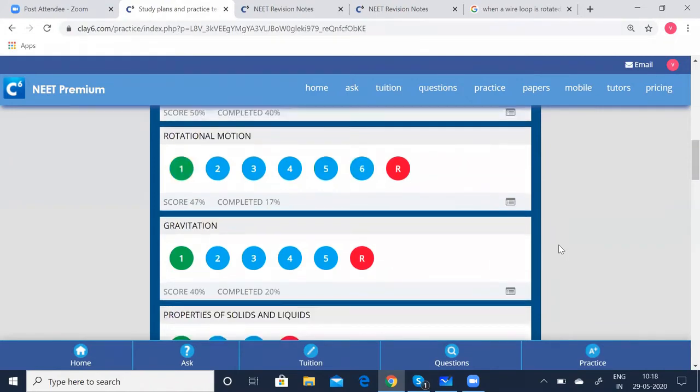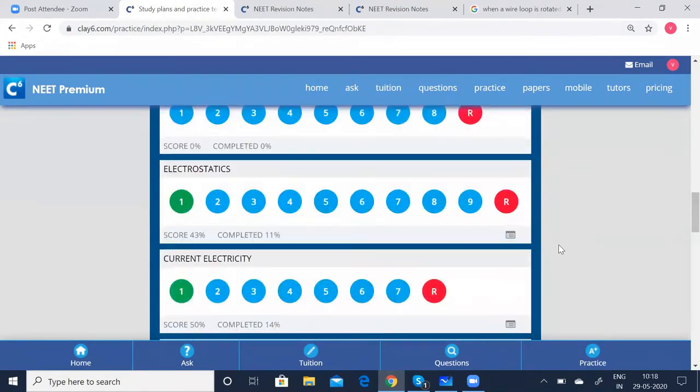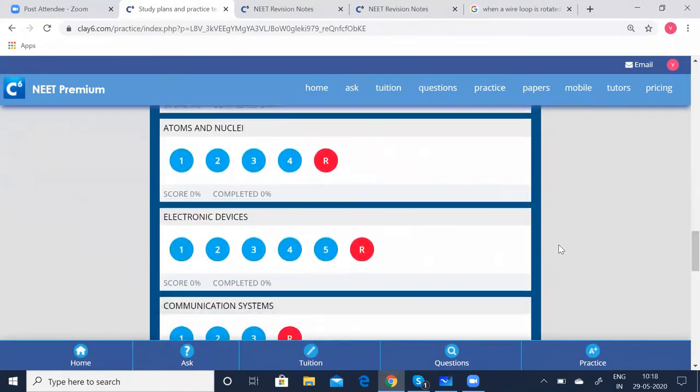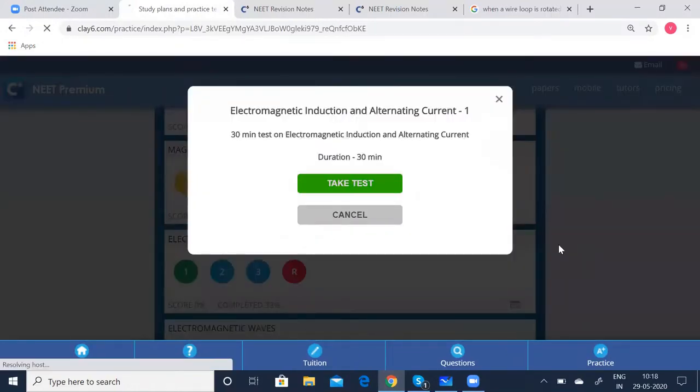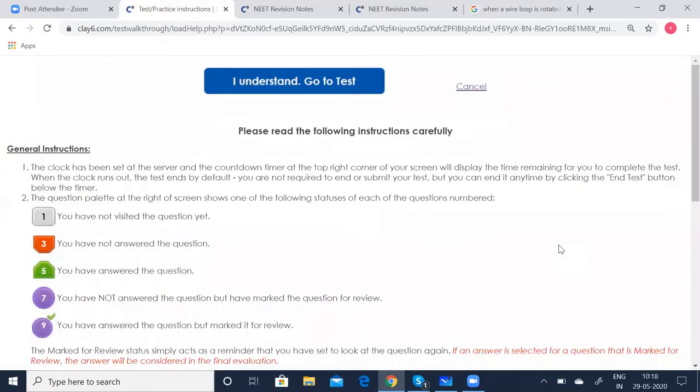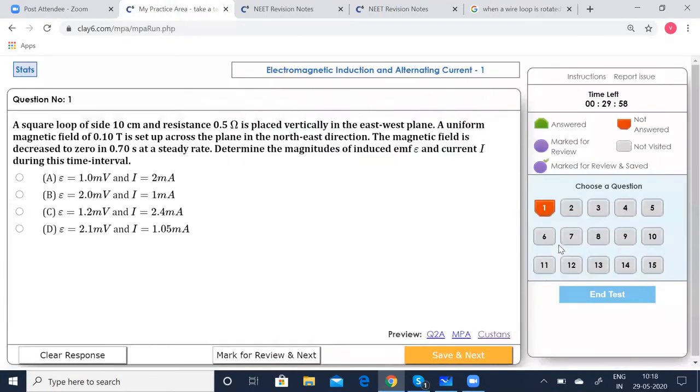Okay. So now coming to the alternating current. I'm taking the first test. Understand? Go to the test. Yeah, the first question.